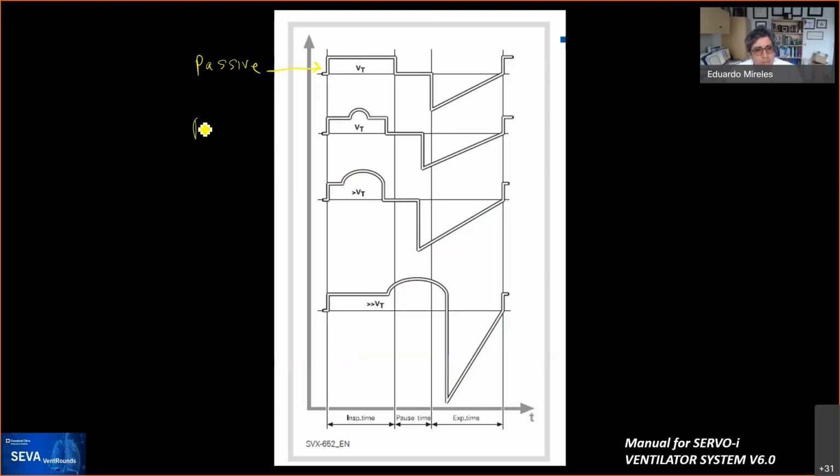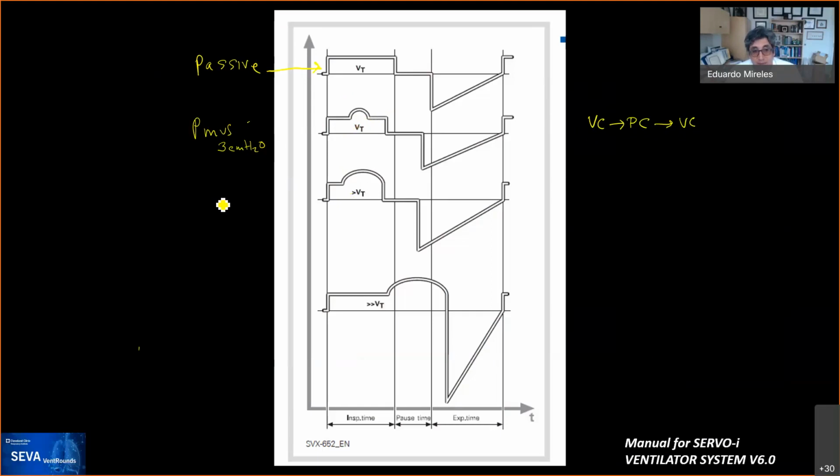But if the patient generates Pmus and that Pmus overcomes the threshold, which Rob, correct me if I'm wrong, is 3 centimeters of water, right? Correct. Yeah. So if it's above 3 centimeters of water, then the ventilator switches from volume control to pressure control. And once that Pmus ceases to be above that threshold, it goes back to volume control. So you can see how the volume was controlled and then it went out of being controlled.